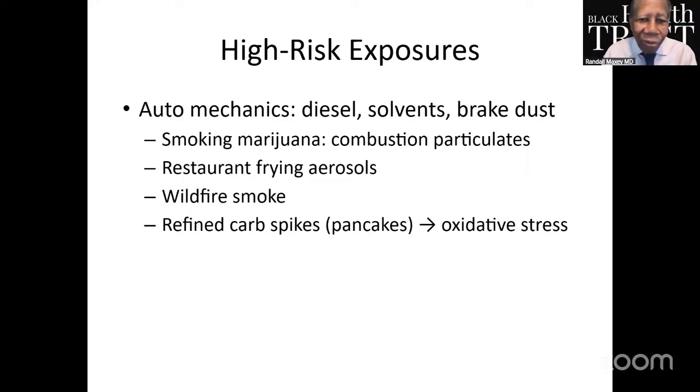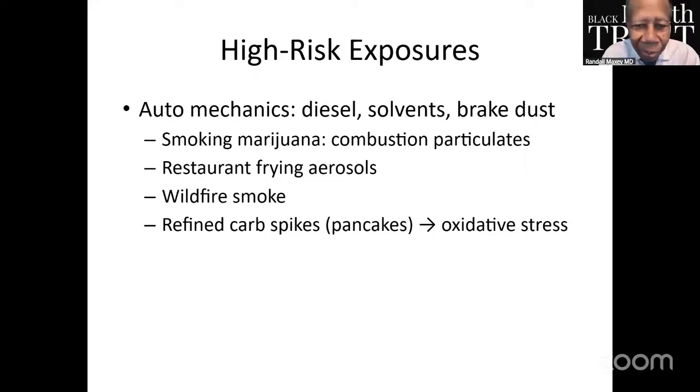Someone on this phone call, namely our technician, is an auto mechanic, and he's exposed to diesel, to solvents, to brake dust, and this can affect you. Smoking also can, marijuana can affect you. Combustion particulates are very bad. So I used to tell people it's better to eat marijuana than to smoke it, but it's bad both ways, but especially smoking.